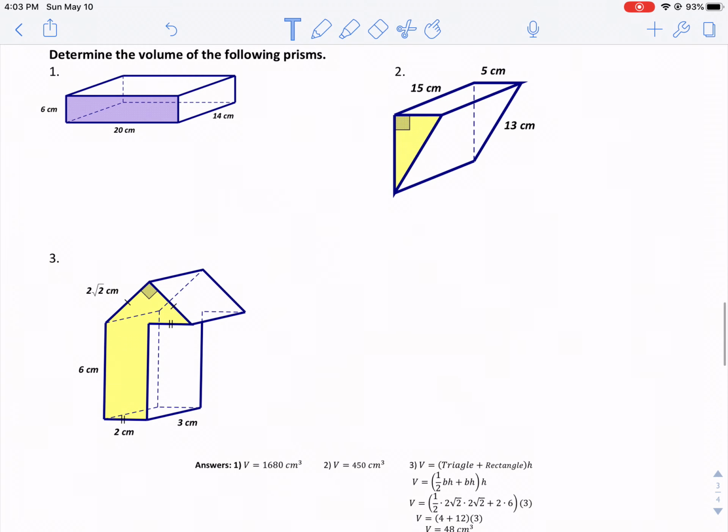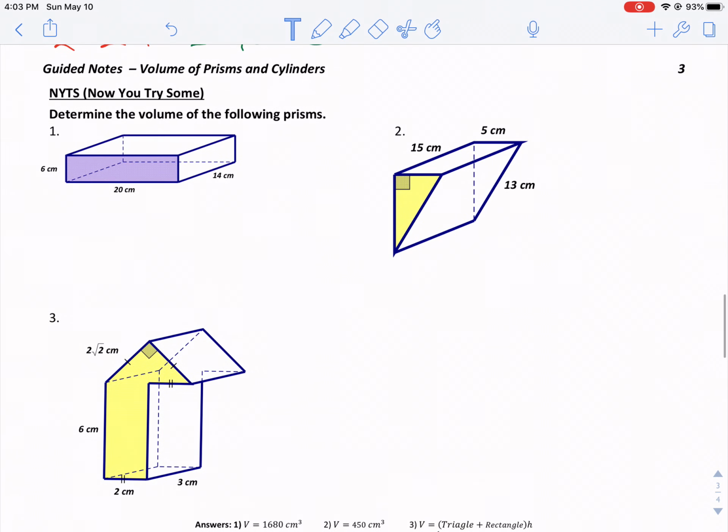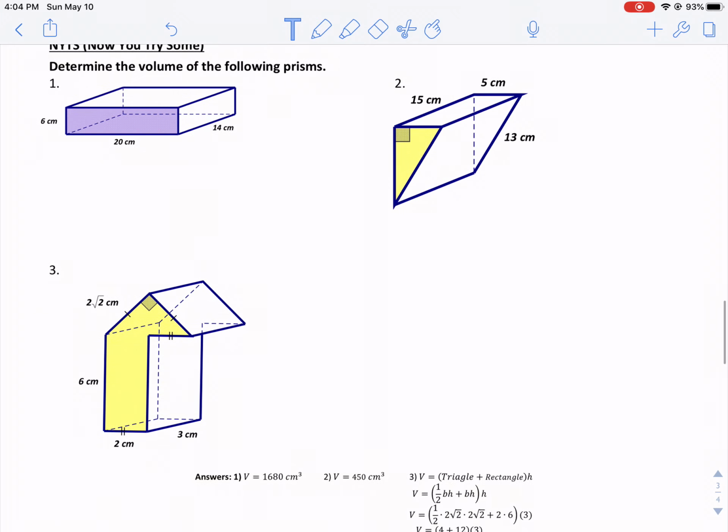There's 3 for you to try. First 2, you just find an area of the base times the height. Third one, you're going to have to take the triangular prism at the top and the rectangular prism on the bottom left. So whether you do area of the base plus area of the base times the height, or volume of one plus the volume of the other, up to you.